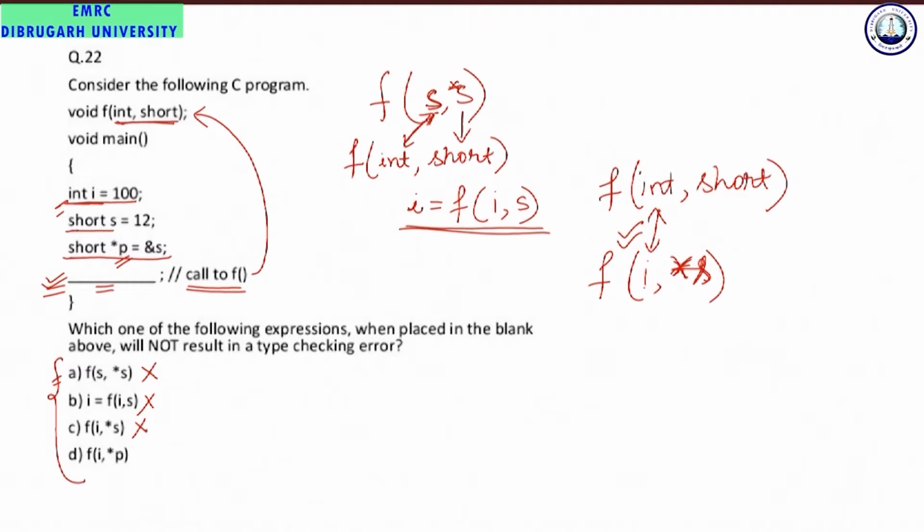Then coming to the fourth, that is D, f i comma pointer p. Here this suits the declaration. What is our i? It is an int, and your pointer p, what is it? It is short. So this is the answer. D is the answer to this question. Then coming to the next question.